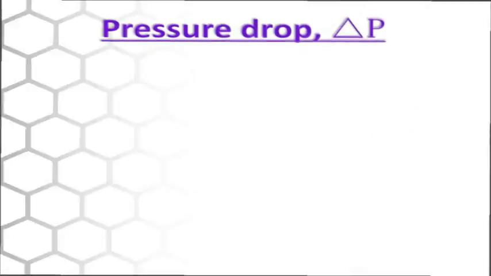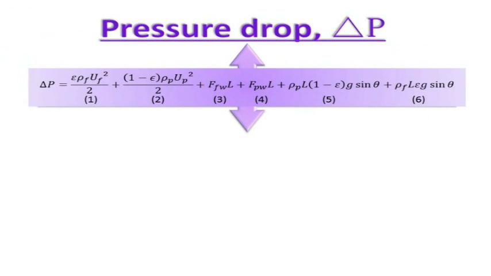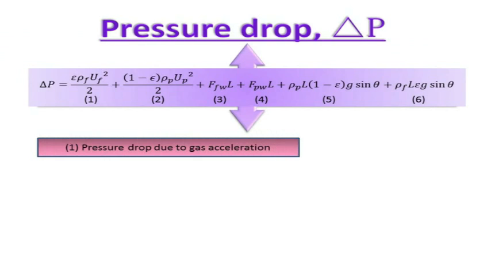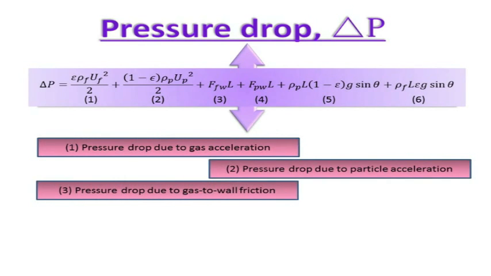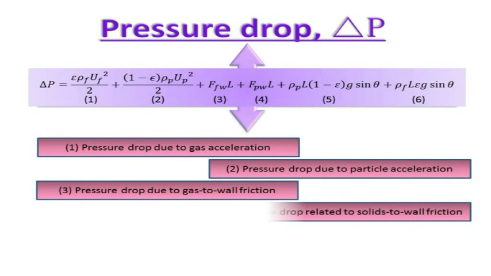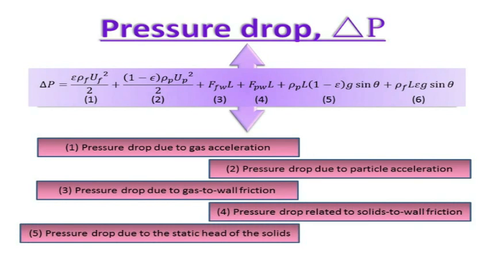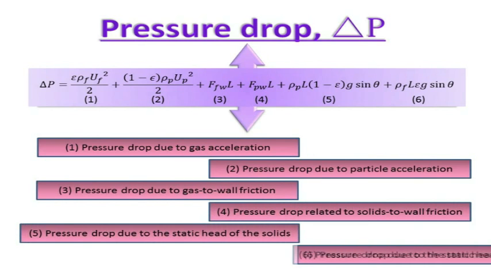Next is the calculation for pressure drop. The equation of pressure drop is as shown, which contains 6 terms. Term 1 is pressure drop due to gas acceleration. Term 2 is pressure drop due to particle acceleration. Term 3 is pressure drop due to gas to wall friction. Term 4 is pressure drop related to solid to wall friction. Term 5 is related to the static head of the solid. Lastly, term 6 is due to the static head of the gas.